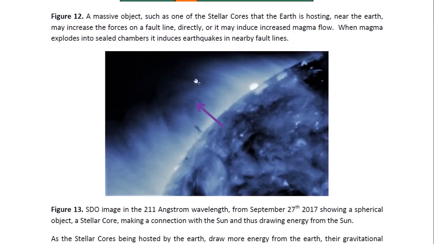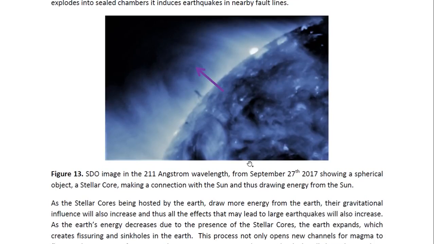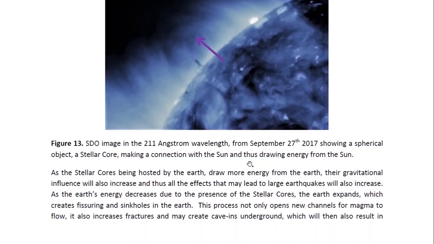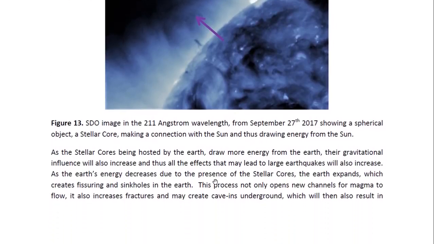And here we see one of the stellar cores. This is the one that's being hosted, one of the ones that's being hosted by the sun. As you can see, they make matter connections with the sun. They're drawing energy from the sun. They are destroying the sun through this process. They are doing the same thing to the planets of the solar system by drawing energy. They're reducing the gravity. They then cause the objects to expand in size.